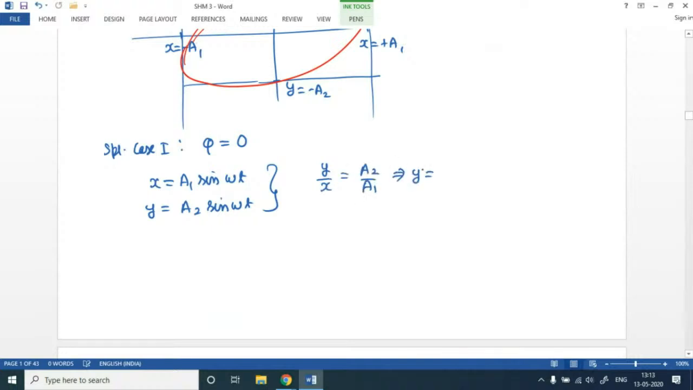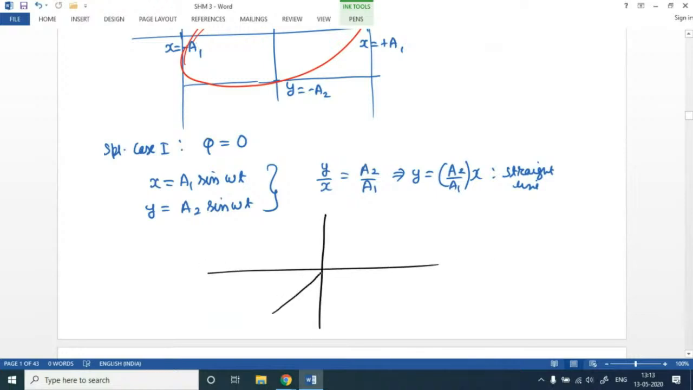So y is equal to a2 by a1 into x, and this is nothing but the equation of a straight line. This is one of the special cases. The path of the particle would be a straight line with a positive slope, and the slope would be a2 by a1. You should also realize it would be oscillating along this line, and this extreme is x is equal to a1, this is x is equal to minus a1, and similarly this is y is equal to a2, and this is y is equal to minus a2.